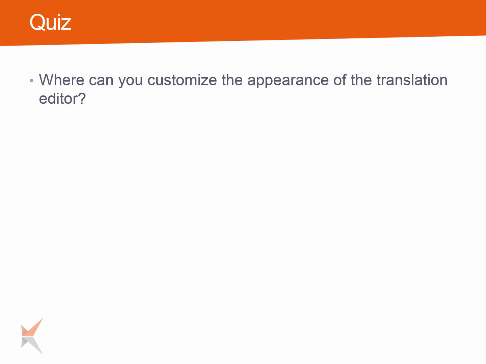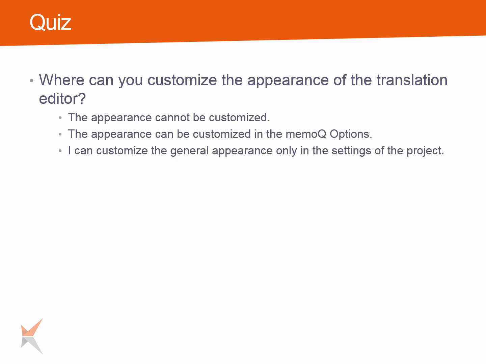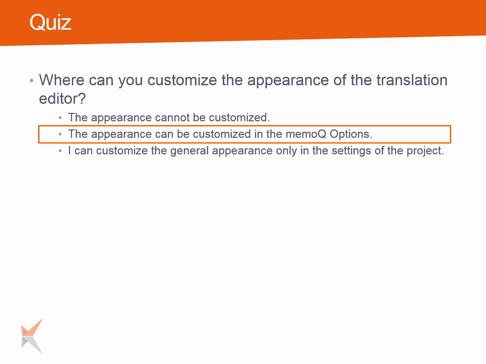Here comes the quiz. First question. Where can you customize the appearance of the translation editor? The possible answers are: the appearance cannot be customized. The appearance can be customized in the memoQ options, or I can customize the general appearance only in the settings of the project. The correct answer is: the appearance can be customized in the memoQ options.